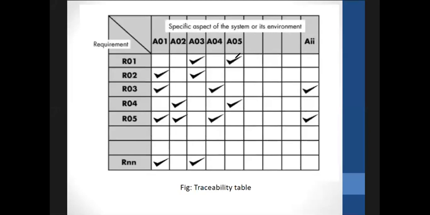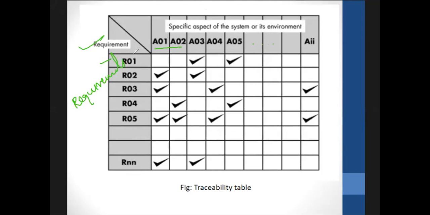Now this is an example of the traceability table. These are the set of requirements, and R01 is your requirement 1. R02, 3, 4, 5, these are all your requirements. Whereas in the other axis, you're going to specify all the different aspects. What are aspects? Aspects are your different features, specific aspects of the system in that specific environment. These are going to go on till A-n, whereas requirements are going to go till the nth number.